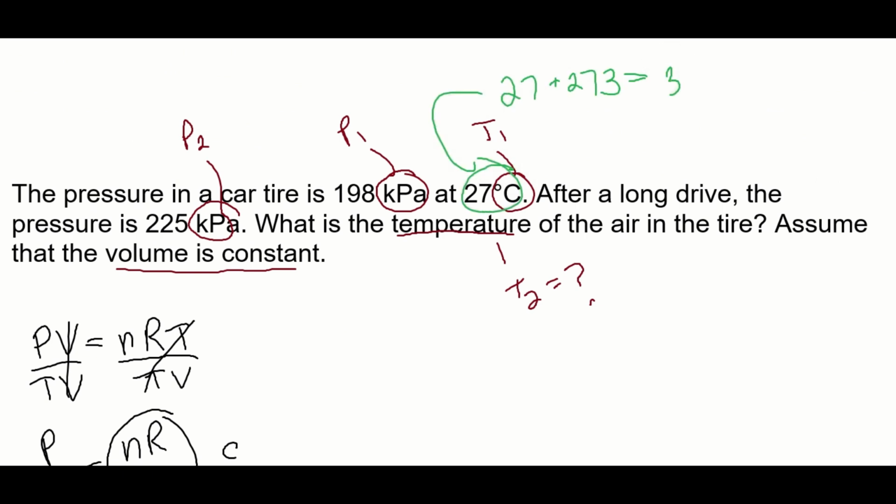So T1 is 300 Kelvin. And that has 3 sig figs, so maybe I should put a decimal there. And T2 is what we're solving for. We can't use Celsius because it's not an absolute scale. In other words, it has negative values. We need a scale that starts at 0, and Kelvin starts at 0.